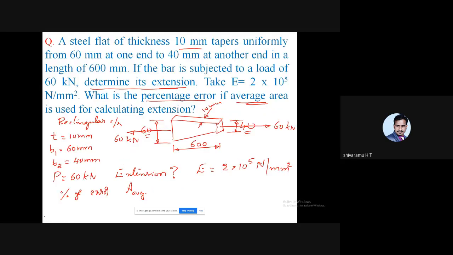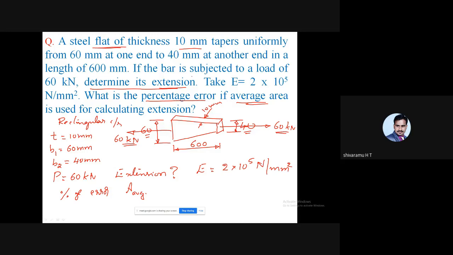So let me recall from the beginning. Here given is a steel flat, and a steel flat means it is a rectangular section. Thickness is 10 millimeter, and it tapers uniformly from 60 millimeter at one end to 40 millimeter at another end in a length of 600 millimeter. So we can construct the diagram like this. One end is 60 millimeter and the other end is 40 millimeter, its thickness is 10 millimeter and length is 600 millimeter. And the bar is subjected to a load of 60 kilonewton, and what is the deformation?